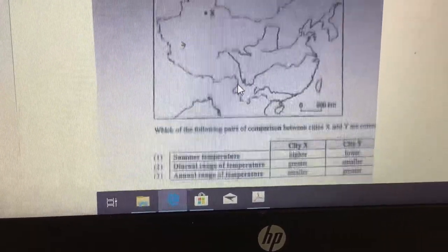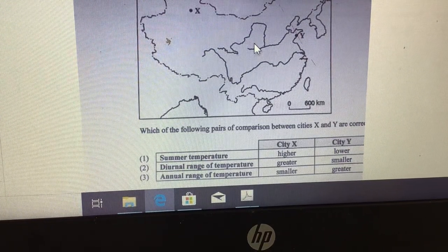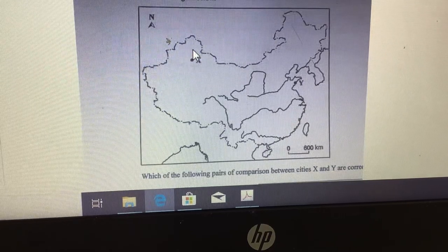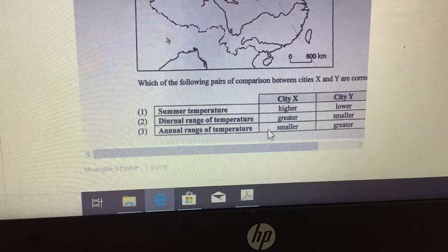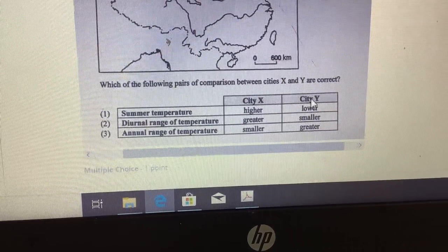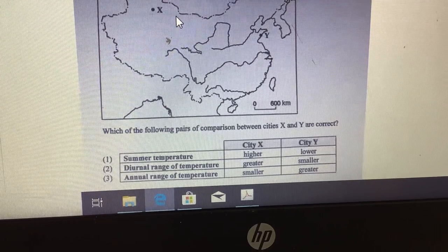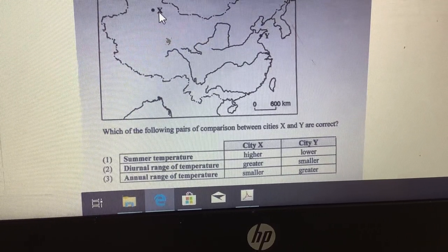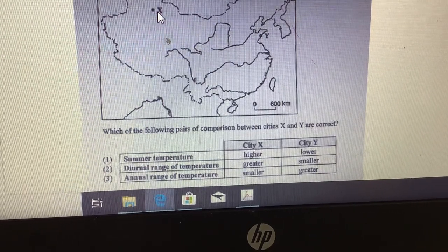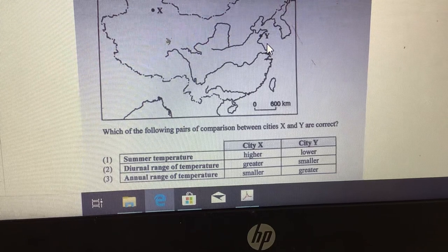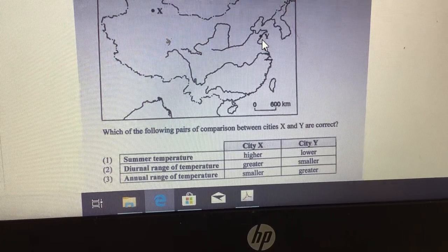And then for here, CTX and CTY. CTX is talking about an inland area. CTY is talking about a coastal area. And then summer temperature, CTX higher, CTY lower. As I mentioned before, an inland area always absorbs and releases heat faster. So when it's hot, when it's summer, more heat will be absorbed. For Y, fewer heat will be absorbed. So number one is correct.